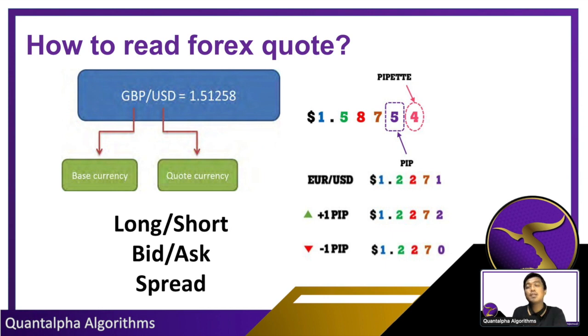If from the current price of 1.2271, after some seconds or some minutes, the price went down to 1.2270, it means the price of EUR/USD goes down 1 pip. Okay, so that's how we read a forex quote.